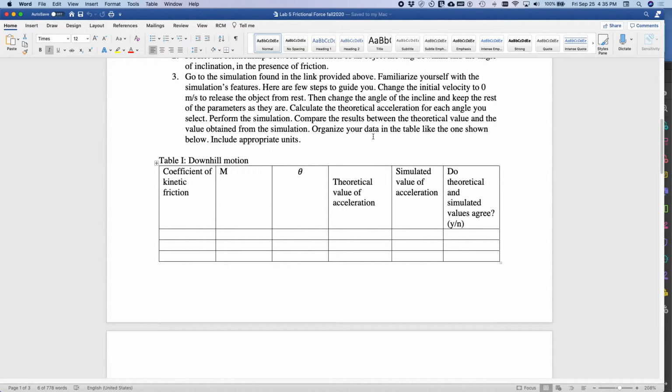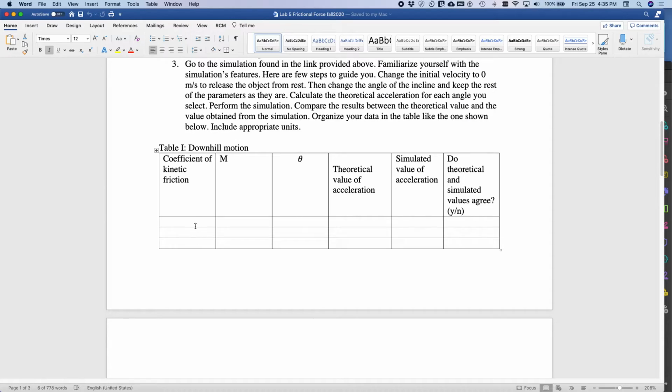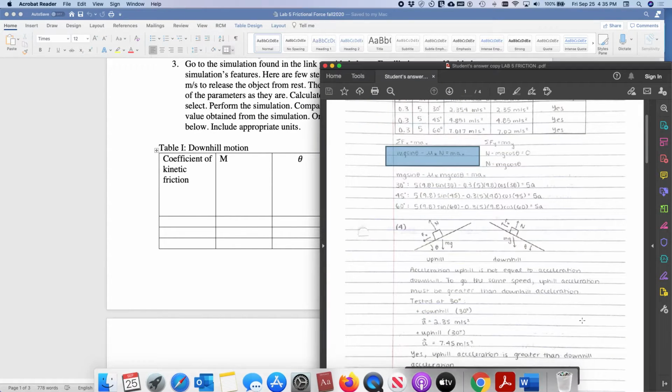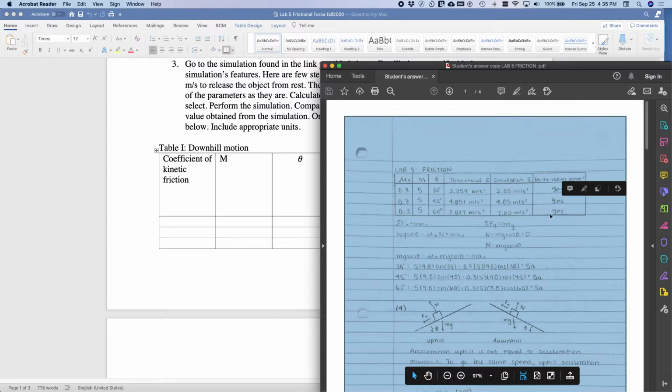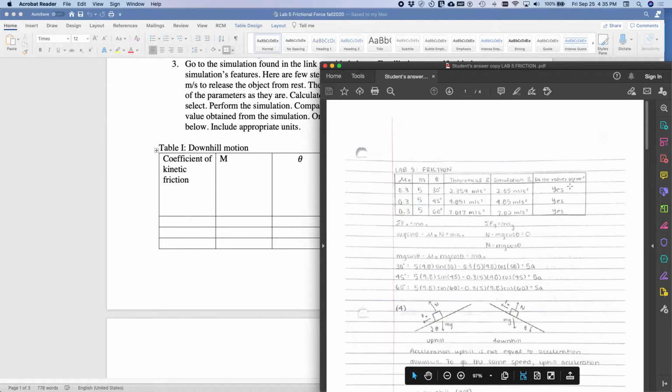And then after that, organize data. Students can organize data in a table like this, and then try two more angles here and here, and just see if the values agree or not. They should agree, just like what's shown in this student's answer sheet. They should agree pretty closely, this value and this value, yes.